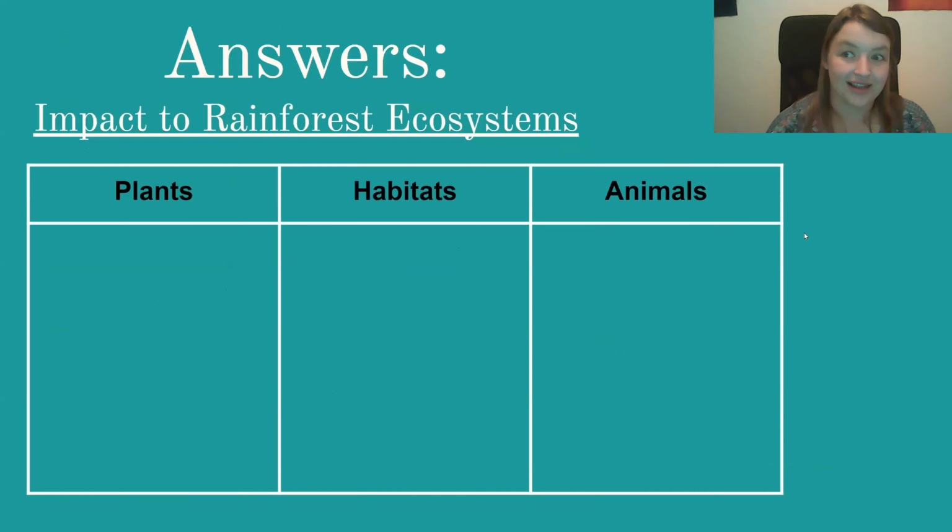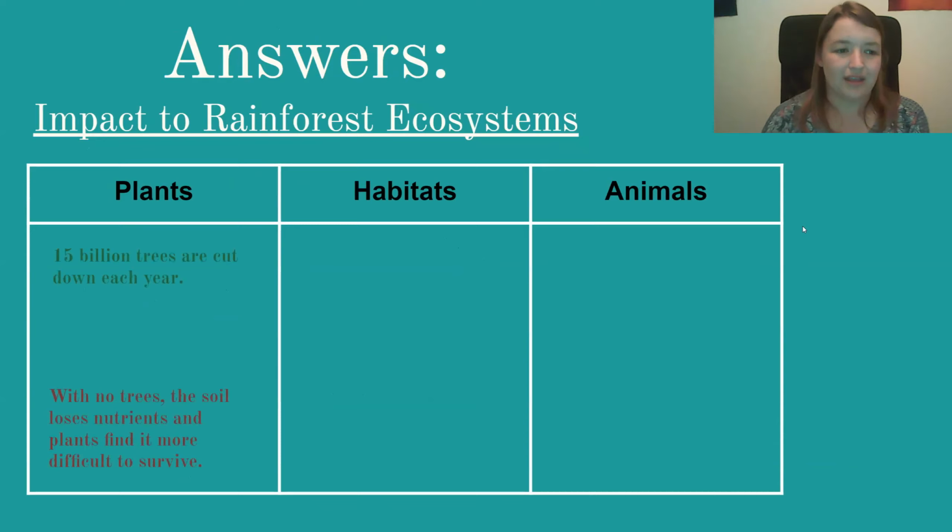So let's see. Did you get the same answers? So first of all, let's look at our plants column. 15 billion trees are cut down each year. That is an impact to plants. 15 billion plants are torn away, cut down and disposed of for whatever reason, whether that's for fuel or for farming. But 15 billion trees are cut down every year.